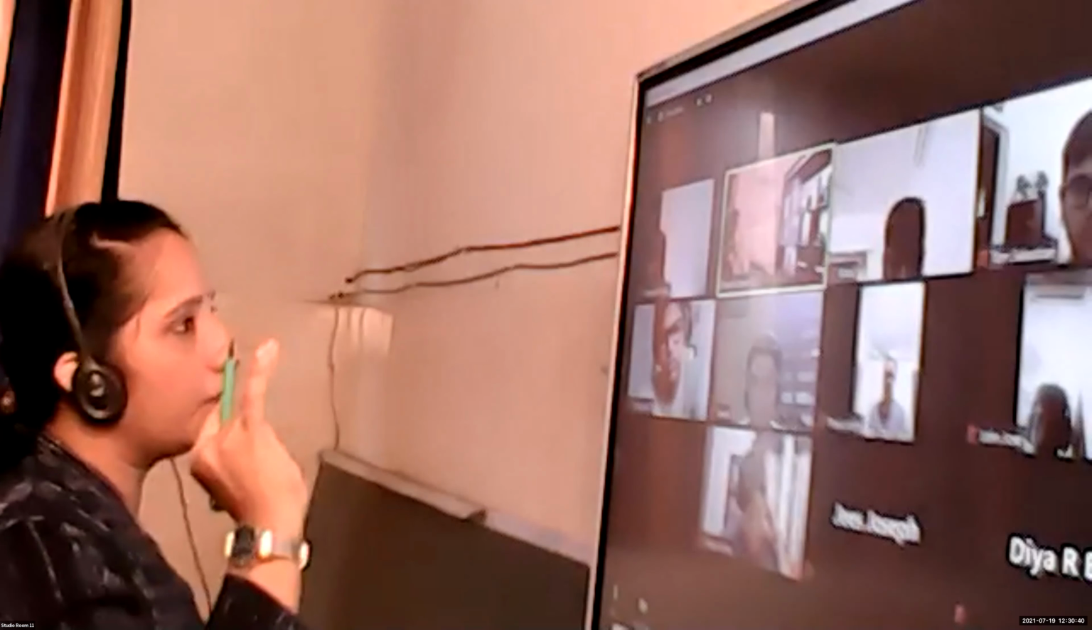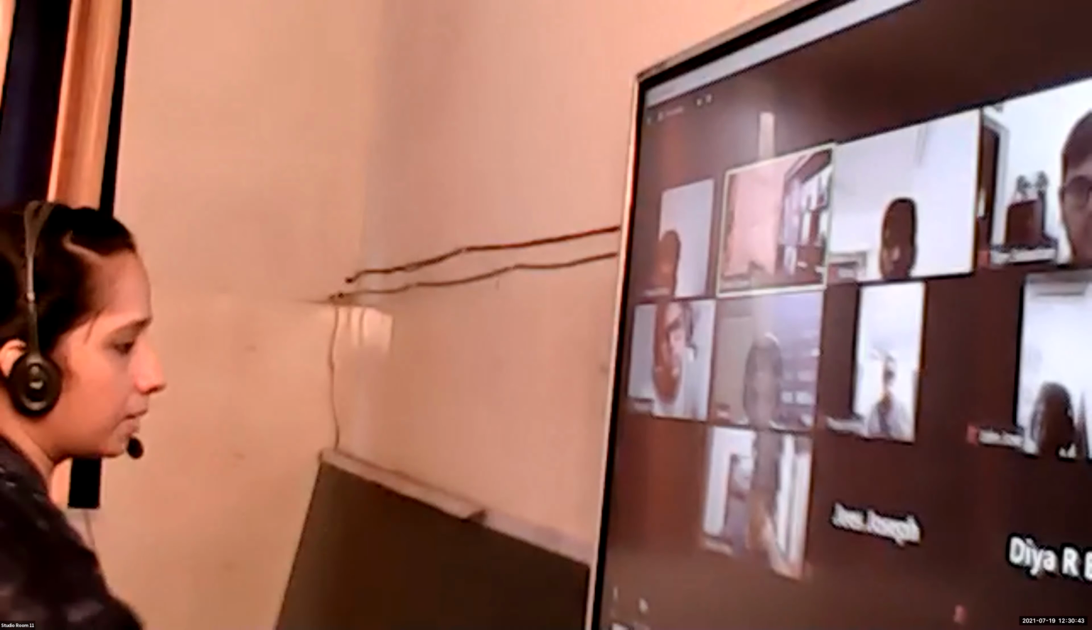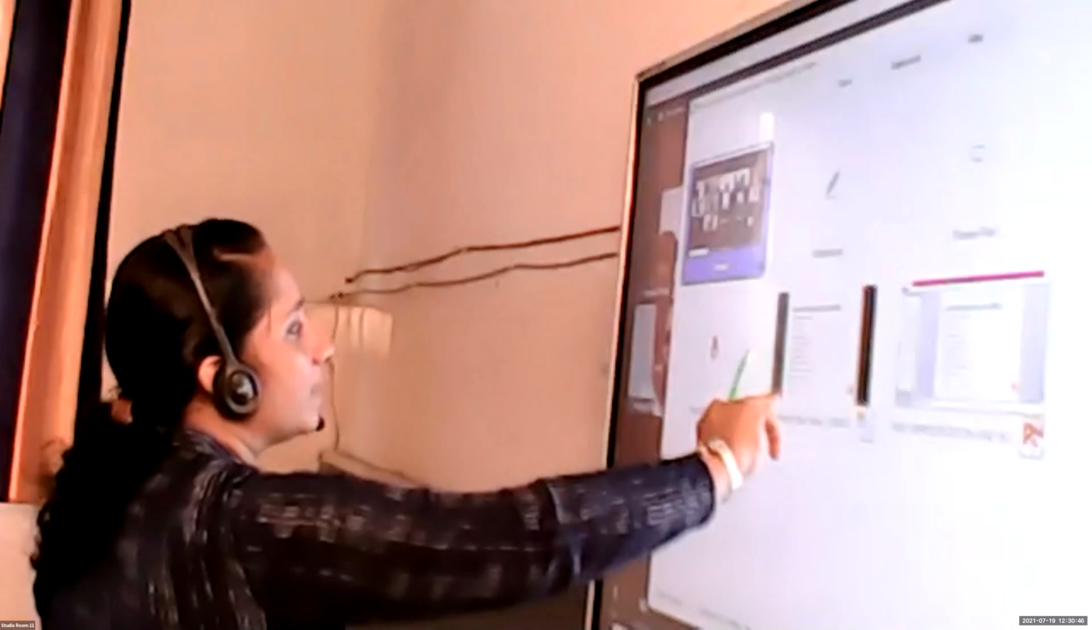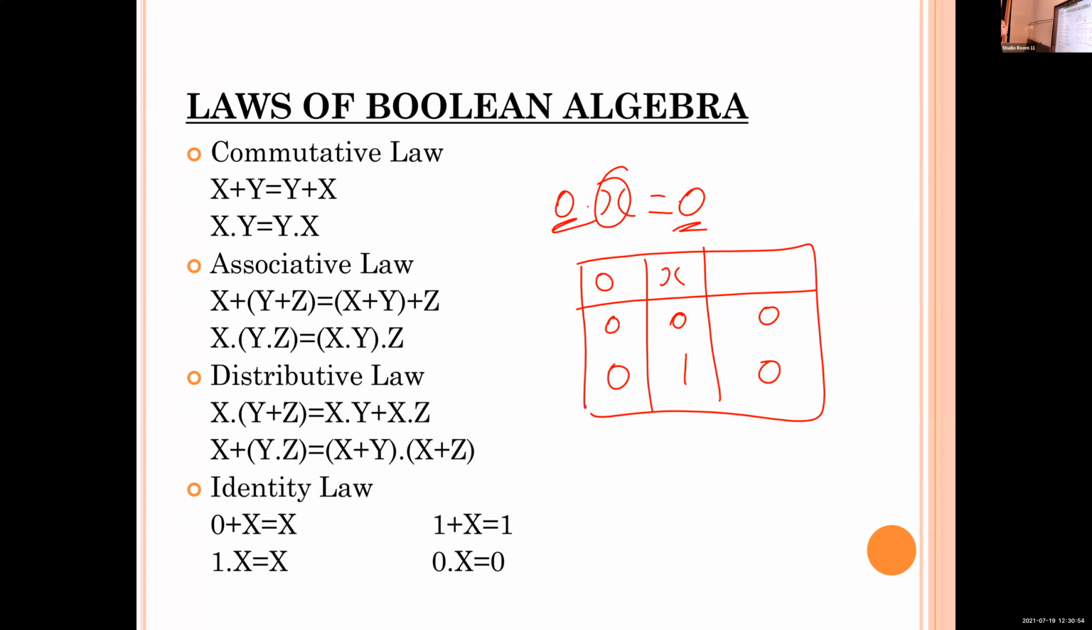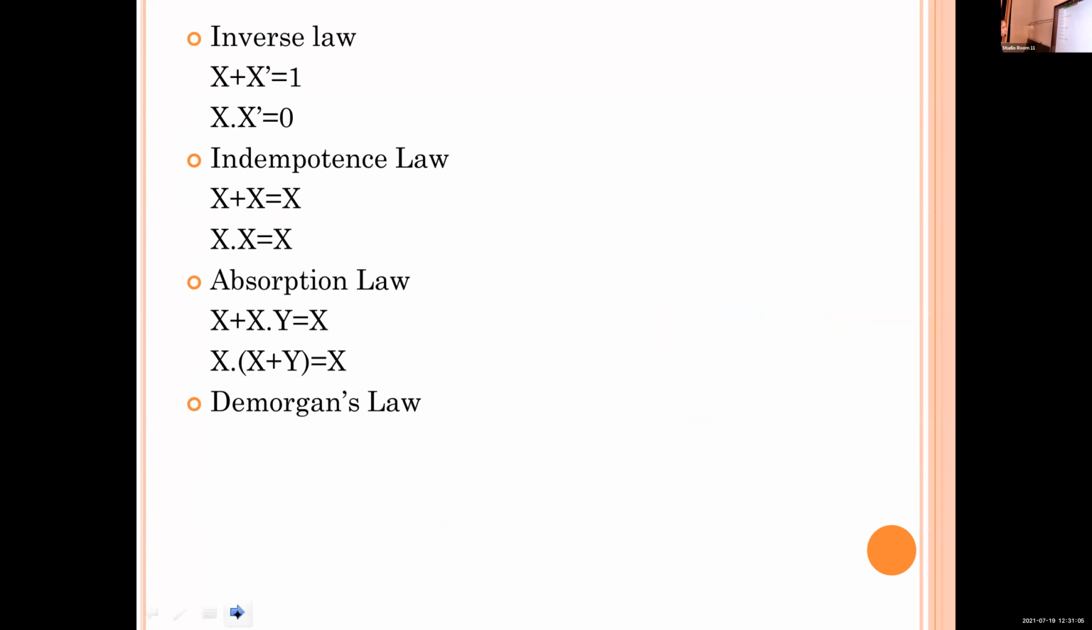So these are the 4 laws. Actually, the identity law includes only 2: 0 plus x is equal to x and 1 dot x is equal to x. We are adding these 2 also for our simplification: 1 plus x is equal to 1 and 0 dot x is equal to 0. Then our next law is the inverse law. The inverse law is x plus x complement is equal to 1 and x dot x complement is equal to 0.